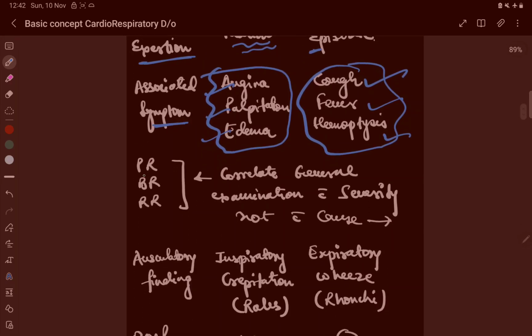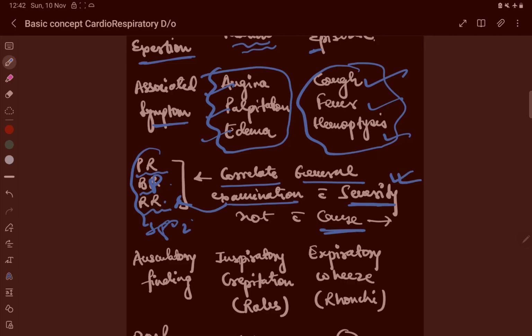Okay, now again pulse rate, blood pressure, respiratory rate. We correlate the general examination findings with the severity, not with the cause. So even SpO2, pulse rate, respiratory rate, blood pressure are not specific for a cause, but we can grade the severity. The severity gradation of dyspnea can be done on the basis of general examination.